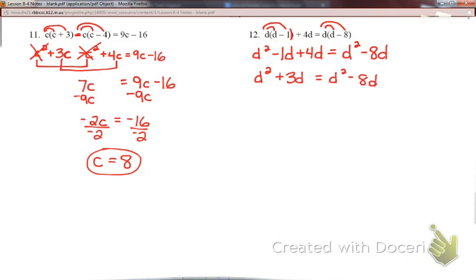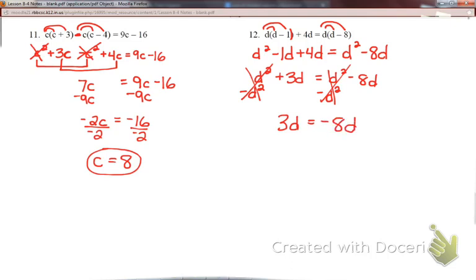Your d squareds are on opposite sides, so if you would try to move one of them by subtracting it, because they're positive, you would end up getting rid of both of them. So that's what will happen. We're going to subtract d squared from both sides like we're supposed to, and they will both go away. At this point, you have 3d equals negative 8d.